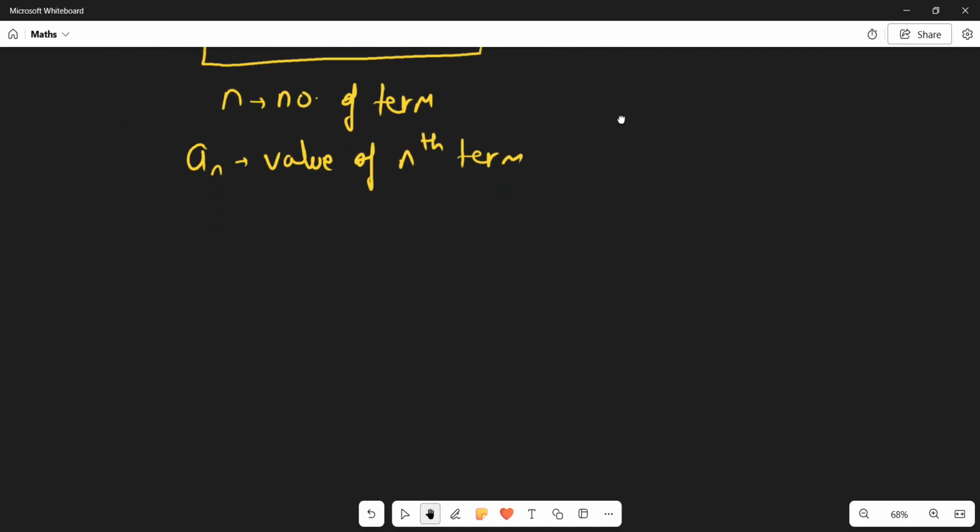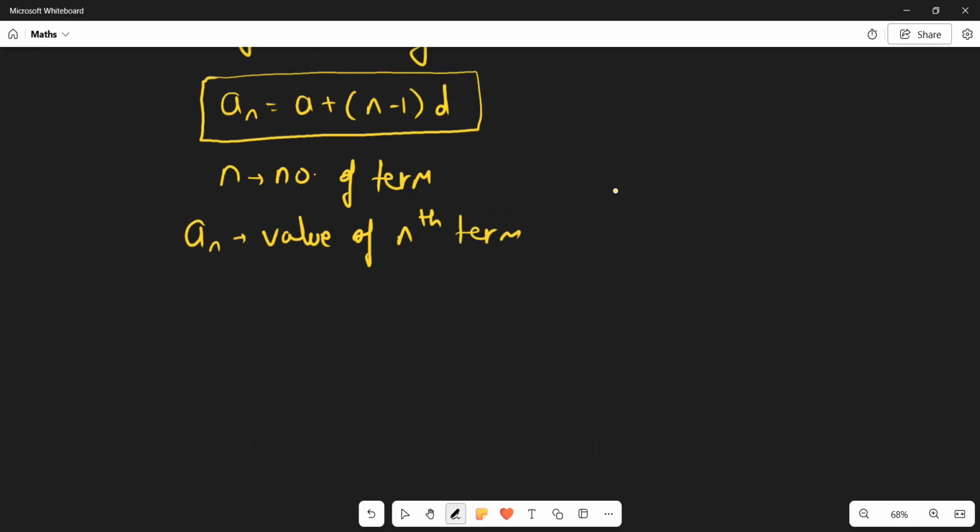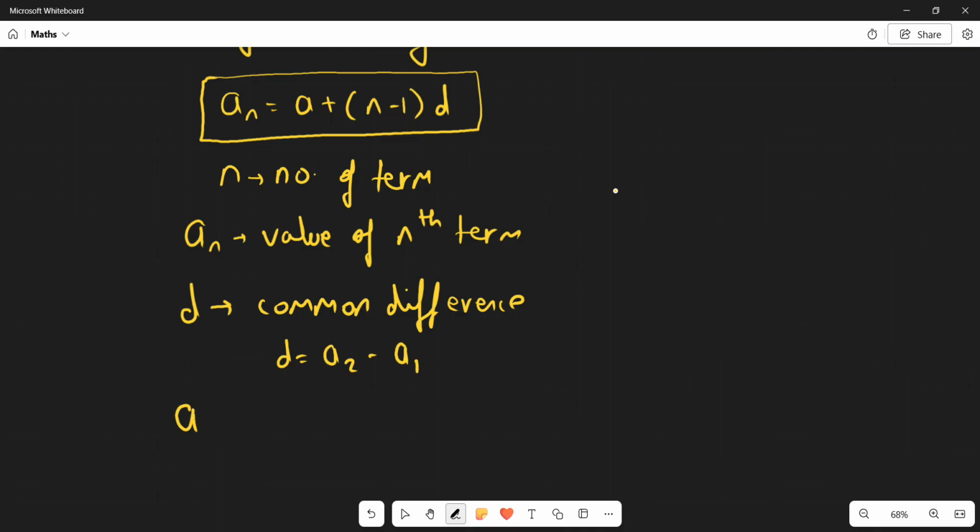Then I have d, which is the common difference and can be calculated as a2 minus a1, and a1, or simply a, is the first term.